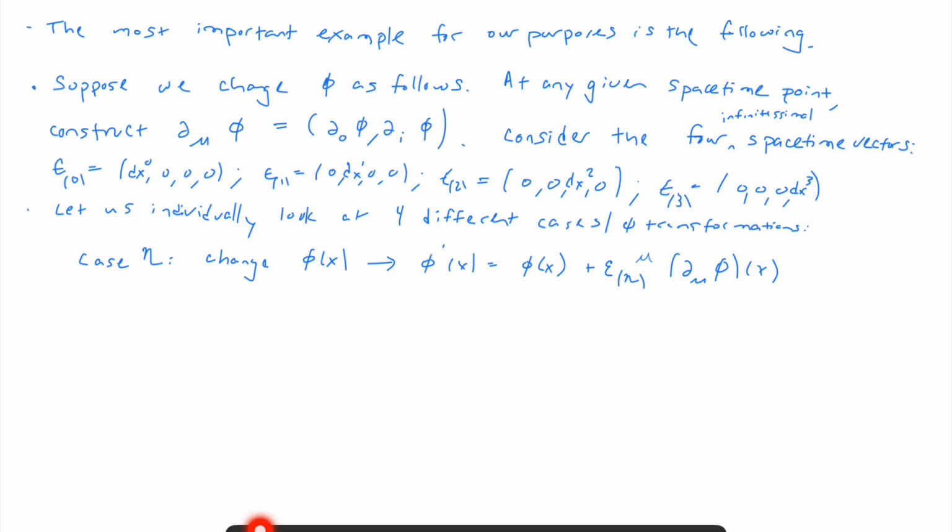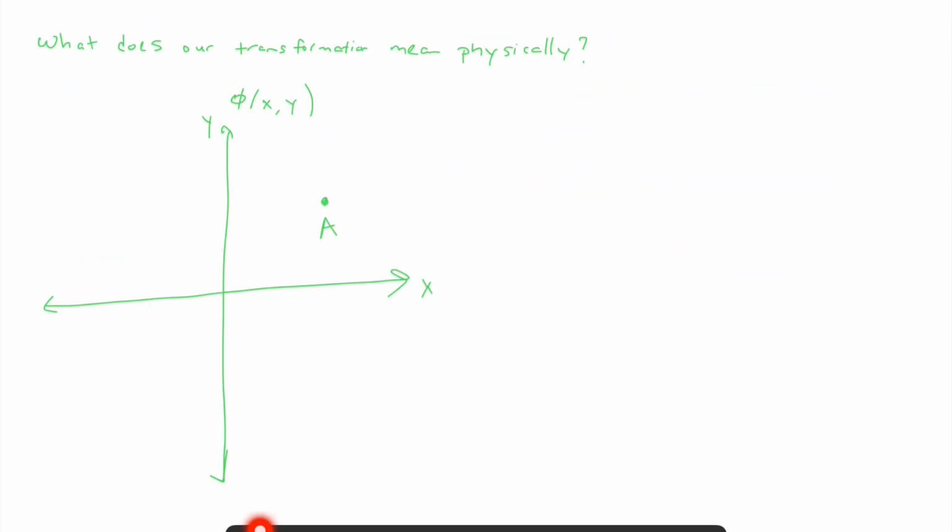So here's an example. So what is this? We see that this is a transformation, and this is exactly what I'm saying. How much are we changing phi by? Delta phi is equal to epsilon mu d mu phi of x, just this part over here.